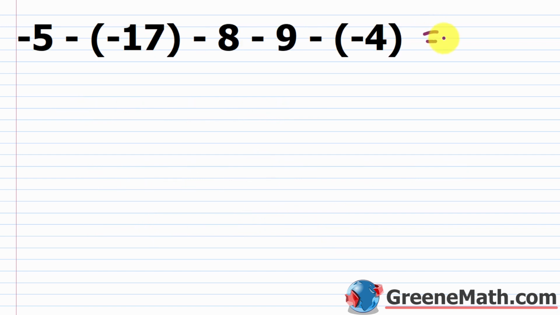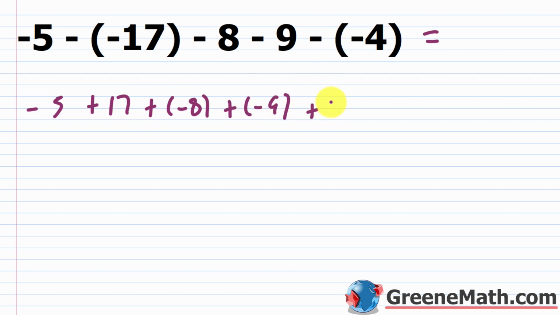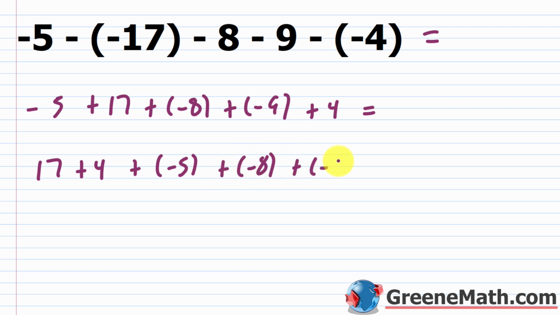So here, we have negative 5 minus a negative 17, minus 8, minus 9, minus a negative 4. So negative 5, don't mess with that. And then minus a negative is plus a positive. And then we're subtracting away 8, so that's plus negative 8. We're subtracting away 9, so that's plus negative 9. And then minus a negative is plus a positive. Okay, so I'm going to rearrange this and say that we have 17 plus 4, and then plus negative 5, and then plus negative 8, and then plus negative 9.